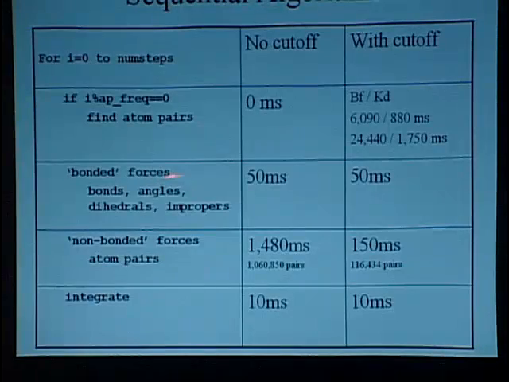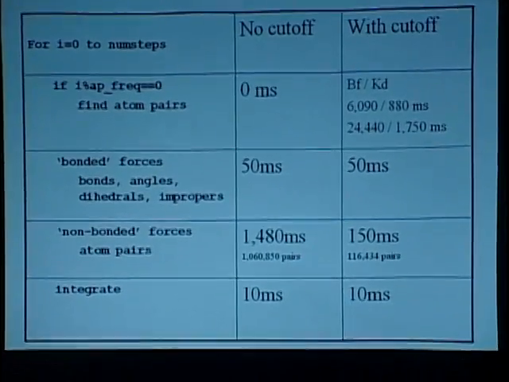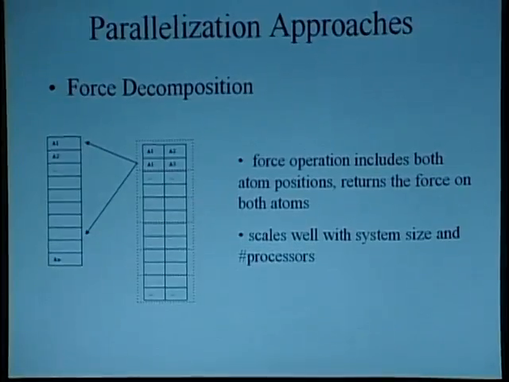Doing the bonded forces is say about 50 milliseconds. And with cutoff, it's the same time because it doesn't really affect this step. But then computing the non-bonded forces is actually the biggest chunk of time. That takes about 1.4 seconds for this system, considering 1 million pairs. With a cutoff, there are fewer pairs to consider, but the time is still dominant, basically. Generally for molecular dynamics simulations, this is the dominant time factor, and that's what people really focus on, trying to speed things up. And then the integration is really fast, because it just loops over the atoms once.